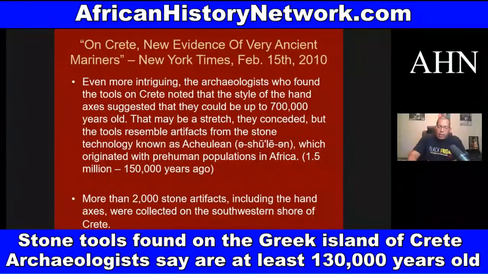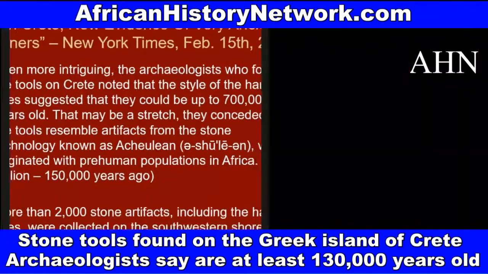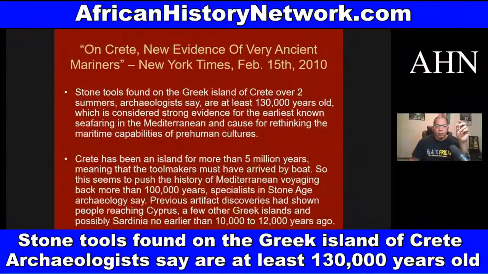Okay, so once again, the deeper they dig, the blacker the planet gets. The more research they do, the older we get. Now, more than 2,000 stone artifacts, including the hand axes, were collected on the southwestern shore of Crete. So this was not one or two artifacts that they found. Okay, this was over the course of 2 summers, and they found more than 2,000 stone artifacts, including the hand axes. So once again, these artifacts that they found are at least 130,000 years old.